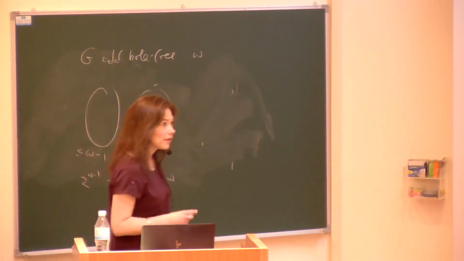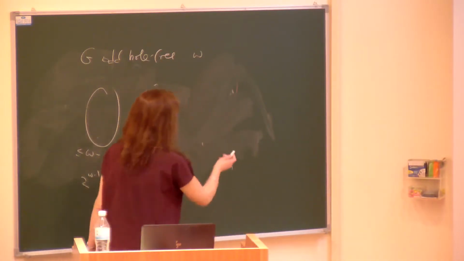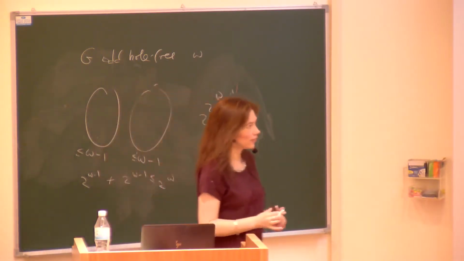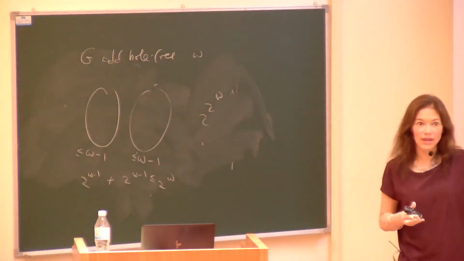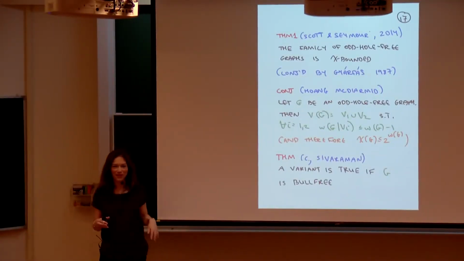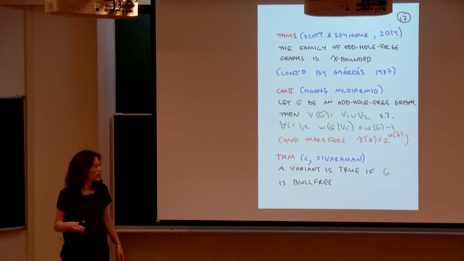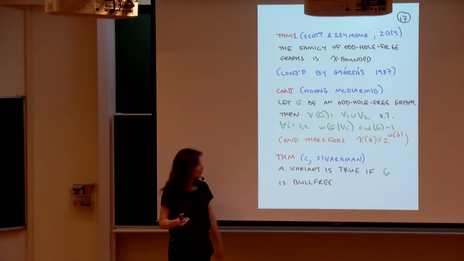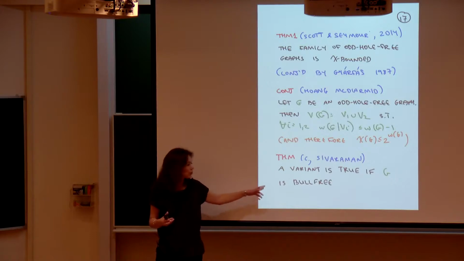So this would be nice. And by the way, in the Scott and Seymour proof, the bound is 2 to the 2 omega. So this would give a much better bound. On the other hand, I don't know if it's true. The Scott Seymour proof is pretty hard. So maybe this is just false. Recently with Vairi Sivaraman, we proved a version of that for bull-free graphs.